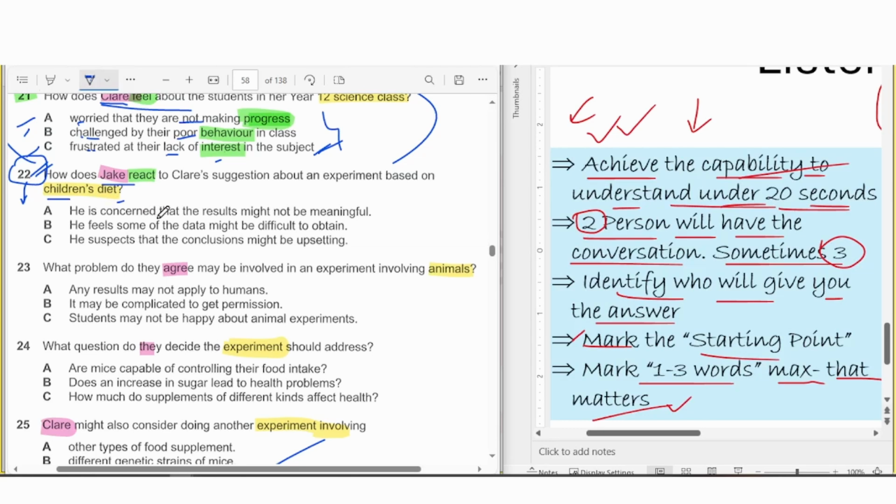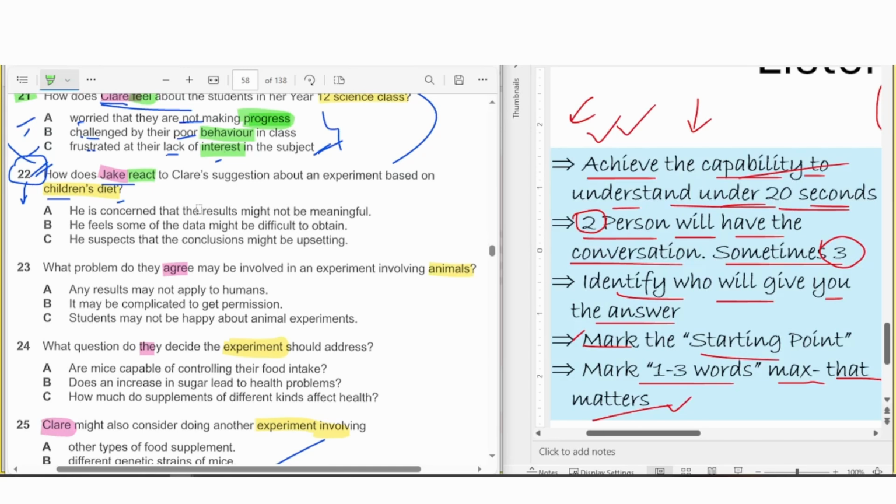First option: he is concerned that the results might not be meaningful. Then he feels some of the data might be difficult to obtain. He suspects that the conclusion might be upsetting. Now we can mark it properly. How can we mark it? He's concerned, he feels, he suspects. These are all the same thing.